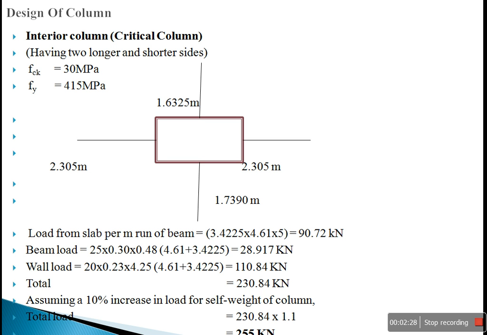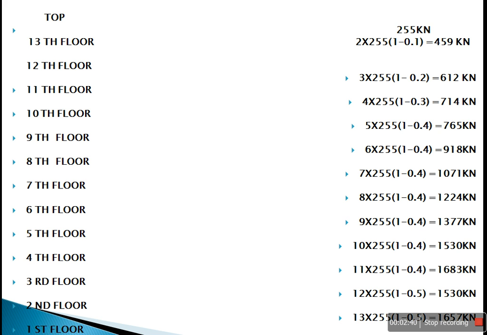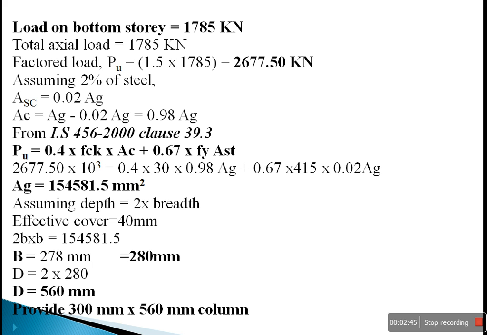Design of column: fck equal to 30 MPa and fy equal to 415 MPa. Load from slab per meter run of beam is 90.70 kN. Assuming a 10% increase in load for self weight of column, total load equal to 255 kN. Top load: from the top load, we have calculated from the IS 875 Part 2 codebook. Load on bottom story is calculated as 1785 kN and effective cover equal to 40 mm, Ag equal to 154,581.5 mm square. From the above calculation, B equal to 2D, therefore D equal to 560 mm and 280 mm is equal to breadth. Provide 280 into 560 mm column.